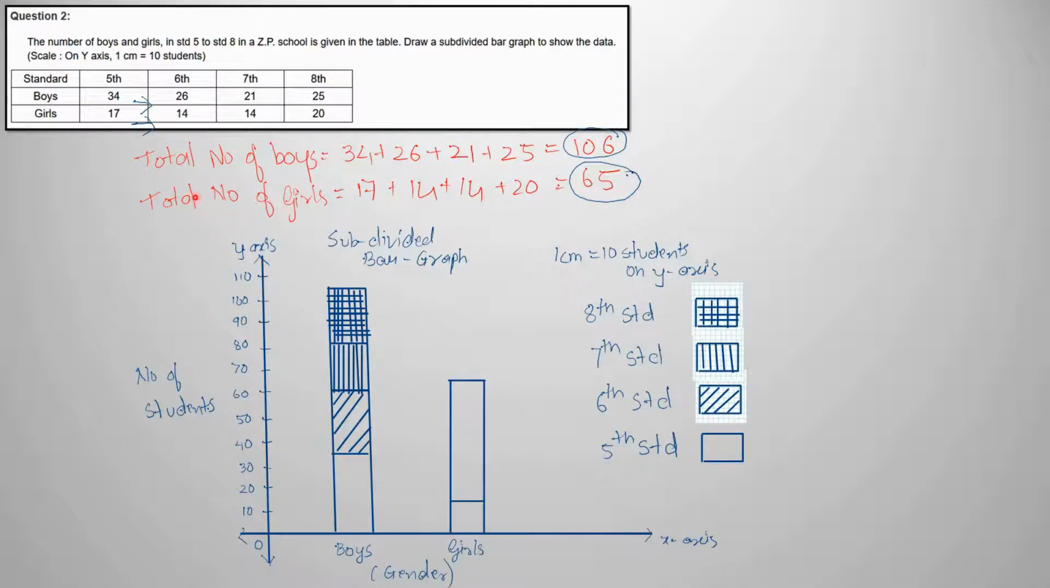Now to draw the bar which would denote standard sixth. The standard sixth has 14 girls. To draw 14, you add 17 plus 14, which will give you 31. Next you draw a line at 31 and this would denote your sixth standard girls. Now again, you add 14, so 17 plus 14 was 31 and 31 plus 14 was 45. So you draw a line at 45 and this would denote your seventh standard, and the remaining part of the graph would denote your eighth standard. This is the way we draw a subdivided bar graph.